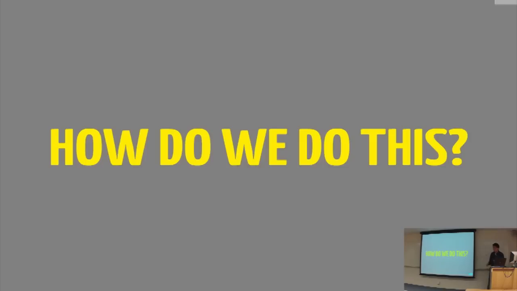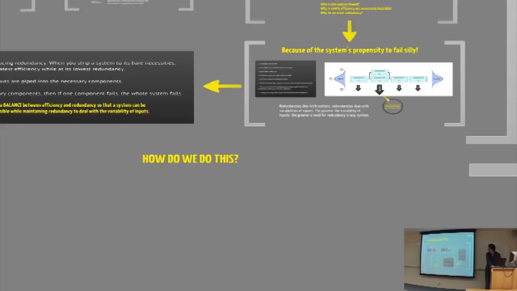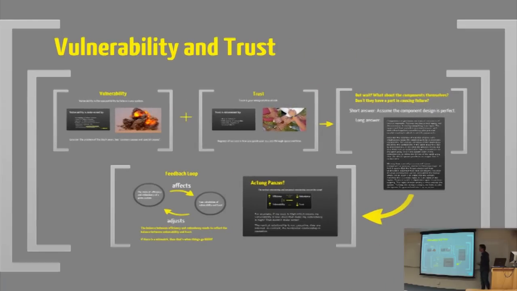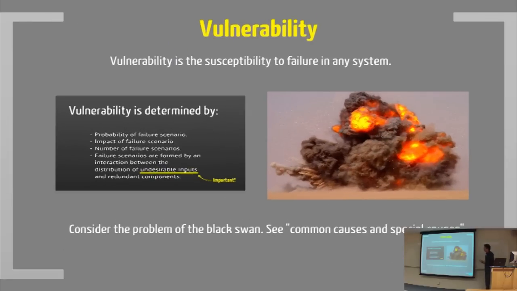So that actually does kind of answer the question of how we do this. We have to consider vulnerability and trust. As you can see, the first relationship was efficiency and redundancy, and then there's vulnerability and trust. In order to do this, we have to first consider these two concepts. Vulnerability is a susceptibility to failure in any system. Vulnerability is determined by the probability of a failure scenario, such as the probability of that mentor being sick, and the impact of the failure scenario.